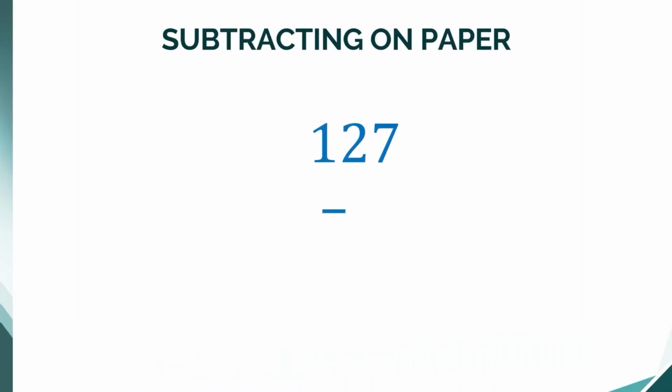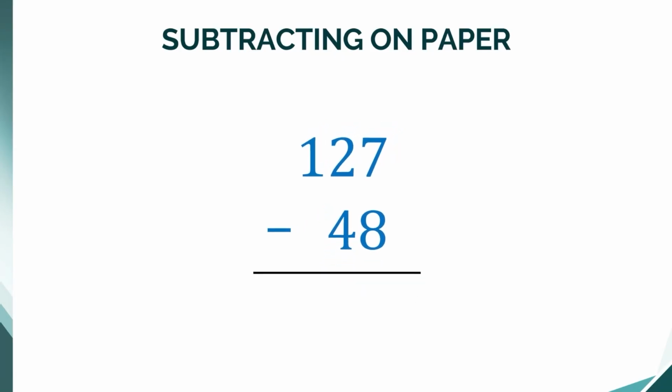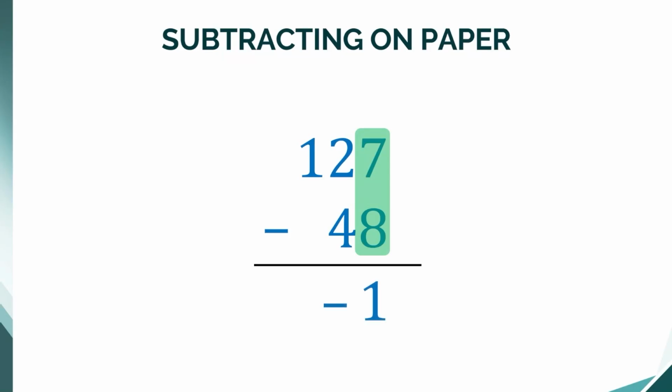So imagine we're doing 127 minus 48. You can see we ran into a problem here. If we were to do 7 minus 8, are we going to say it's negative 1? No, that doesn't make any sense when we're subtracting like this. So what we have to do is we have to steal.